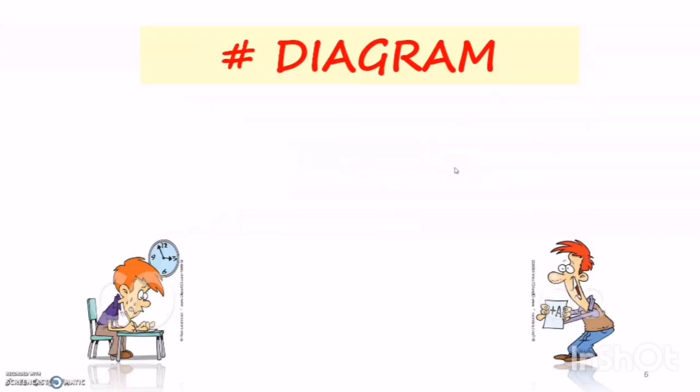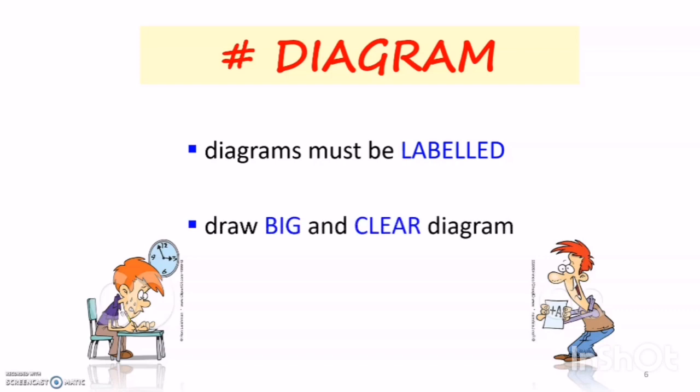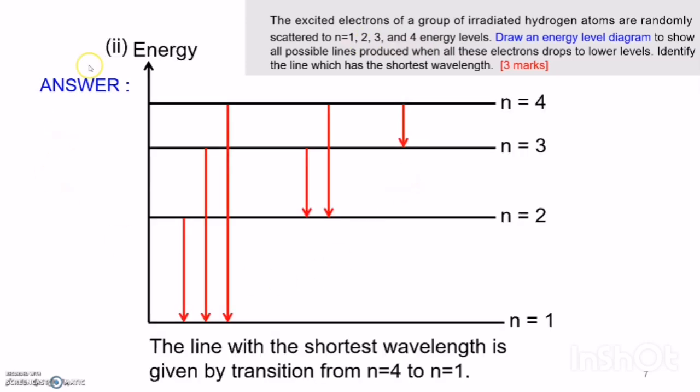Okay, we take a look at the highlight for the diagram, just sharing a tip. If you have a question about a diagram, it must be labeled; draw a big and clear diagram. In this question we need to draw an energy level diagram to show all possible lines produced when the electrons drop to lower energy, and also identify the line which has the shorter wavelength. The excited electron is in a group related to n equal to 1, 2, 3, and 4 energy levels. So we need to sketch the diagram with energy levels n equal to 1, 2, 3, and 4, with maximum n equal to 4.